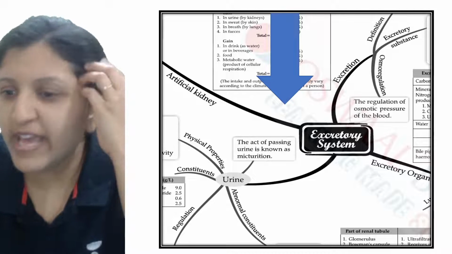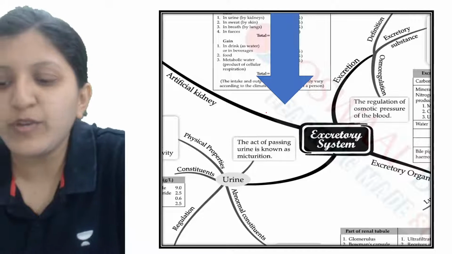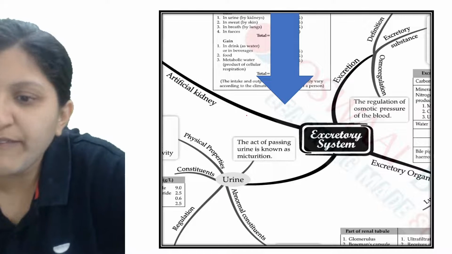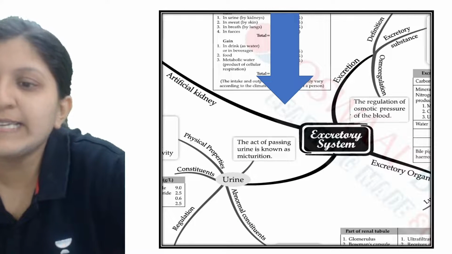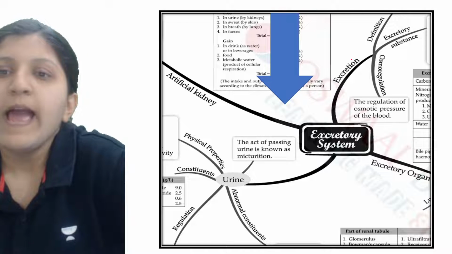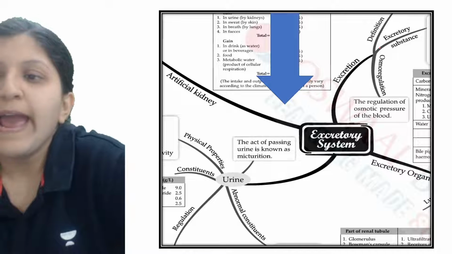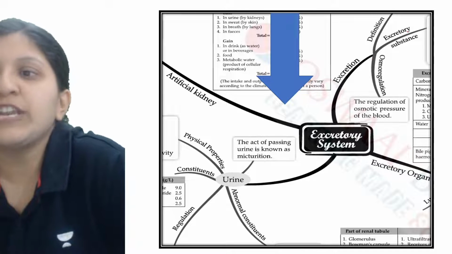Okay, so let's have a look at this. This is with respect to the excretory system, only this part which is zoomed here. You can have a look at this: what exactly excretion is, and the definition related to excretion is mentioned, and also about osmoregulation and what the different substances are.